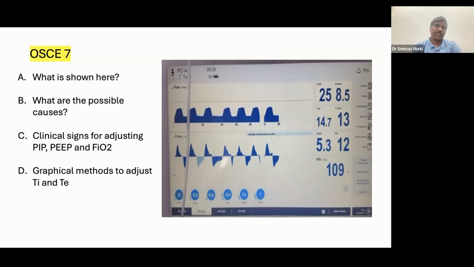So this is asynchrony shown, with possible causes. Now comes one very important question: what clinical signs will you use for adjusting PAP, PIP and FiO2? What clinical signs should one use to adjust whether your PIP is high or low? You want to increase the PAP, what will you do? You want to change the PAP, what will you do? FiO2.